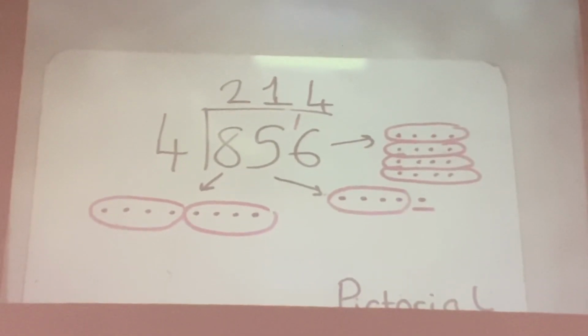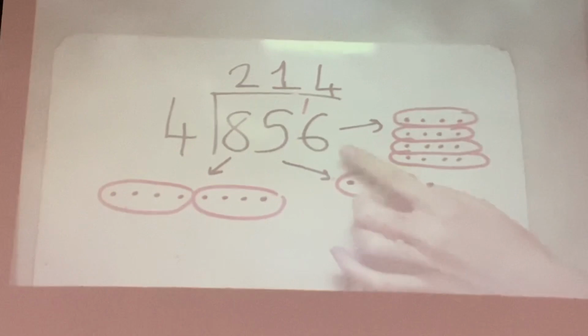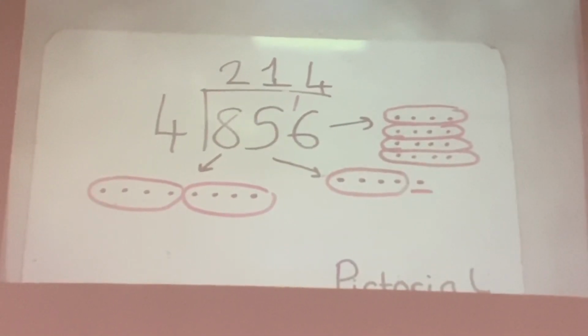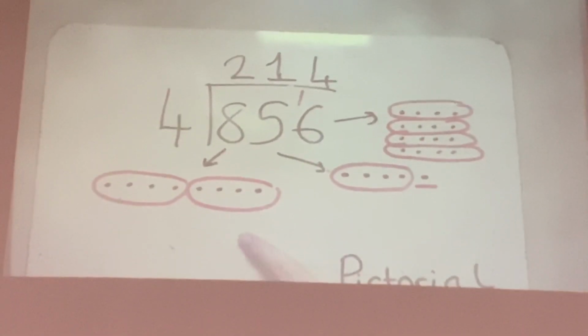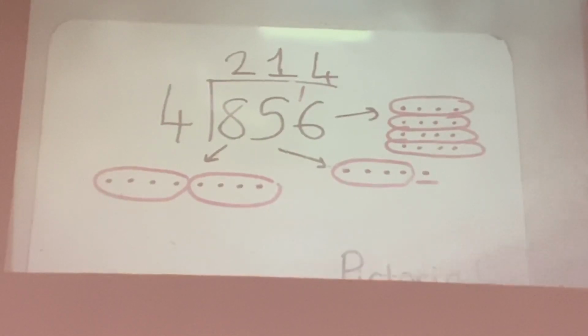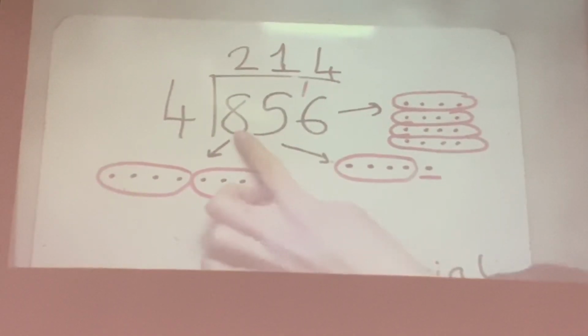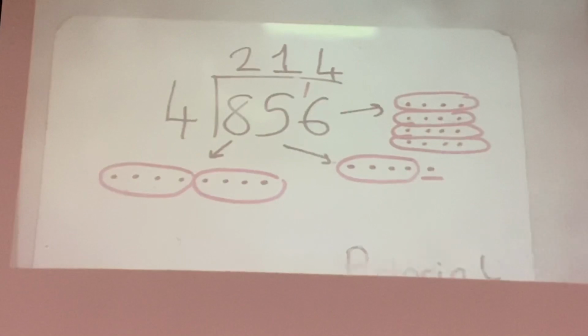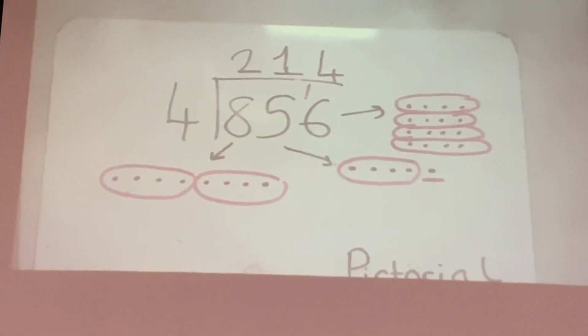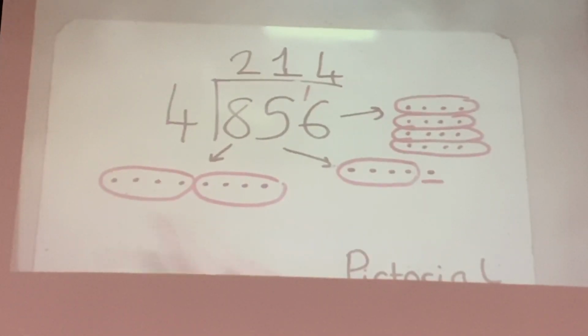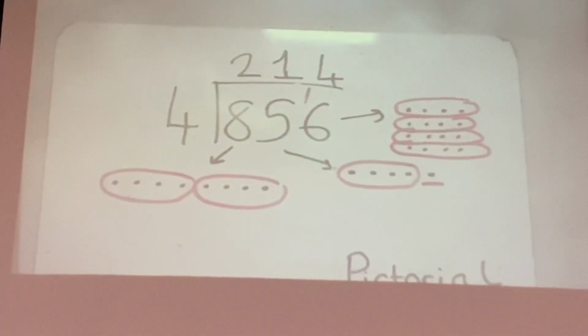Now here you can see it's the formal written method for division, but to help them out we've got the more pictorial aspect where they can draw their dots. So setting it out, we're doing 8 divided by 4, and therefore I've drawn out 8 dots and I've seen how many groups of 4 I can make, so I can make 2 groups of 4.